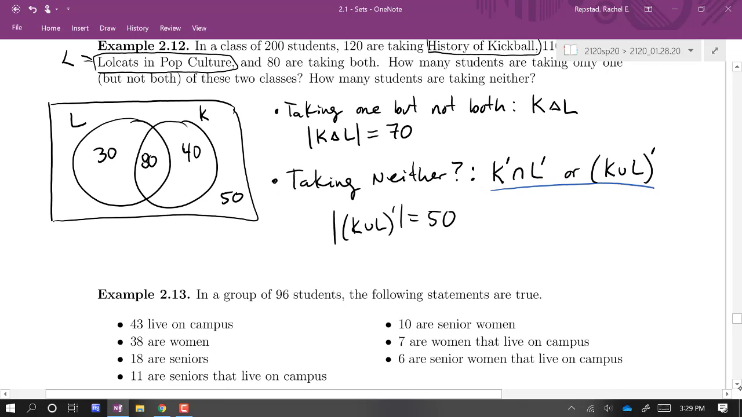Let's do one more. Are there questions on this one first? Why do you use the pipes on either side? Number of the size of that set. Yep.